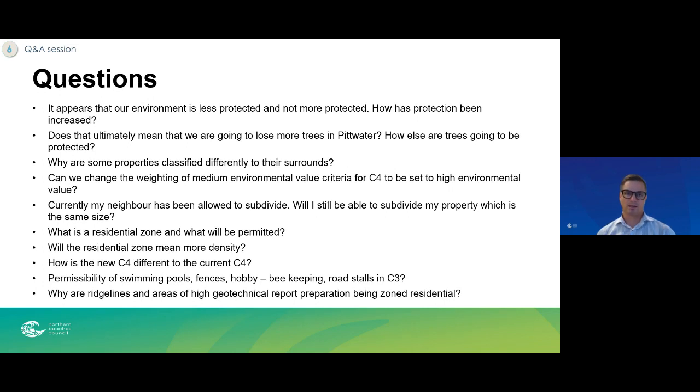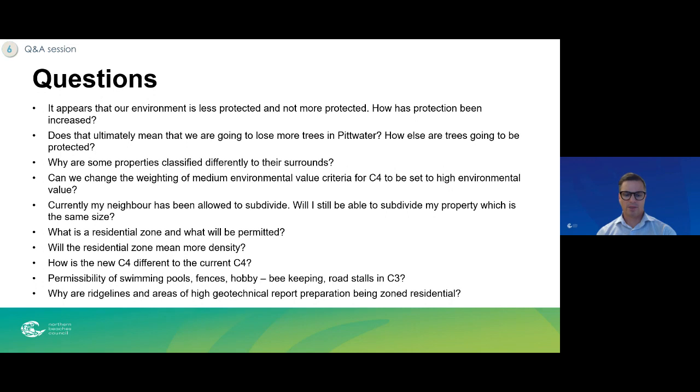It's likely that particularly for the Pittwater area, those residential zones will be very similar to the R2 low density residential zone that people may be familiar with in the current Pittwater LEP. So that's likely what the default residential zone would be in that area. But again, welcome any feedback and any suggestions that people have in relation to that.